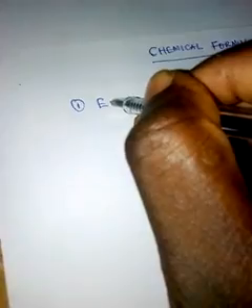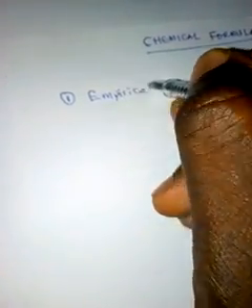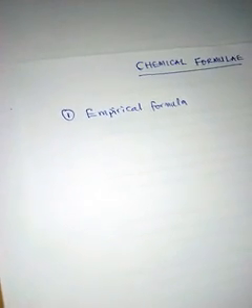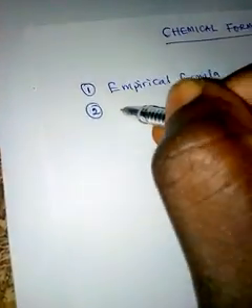So we have three types of chemical formula. Okay, let's go. The first one is the empirical formula. The empirical formula is the simplest, which shows the ratio of atoms of different elements in the compound. So this just shows us the combining ratio of each element. That's the empirical formula.